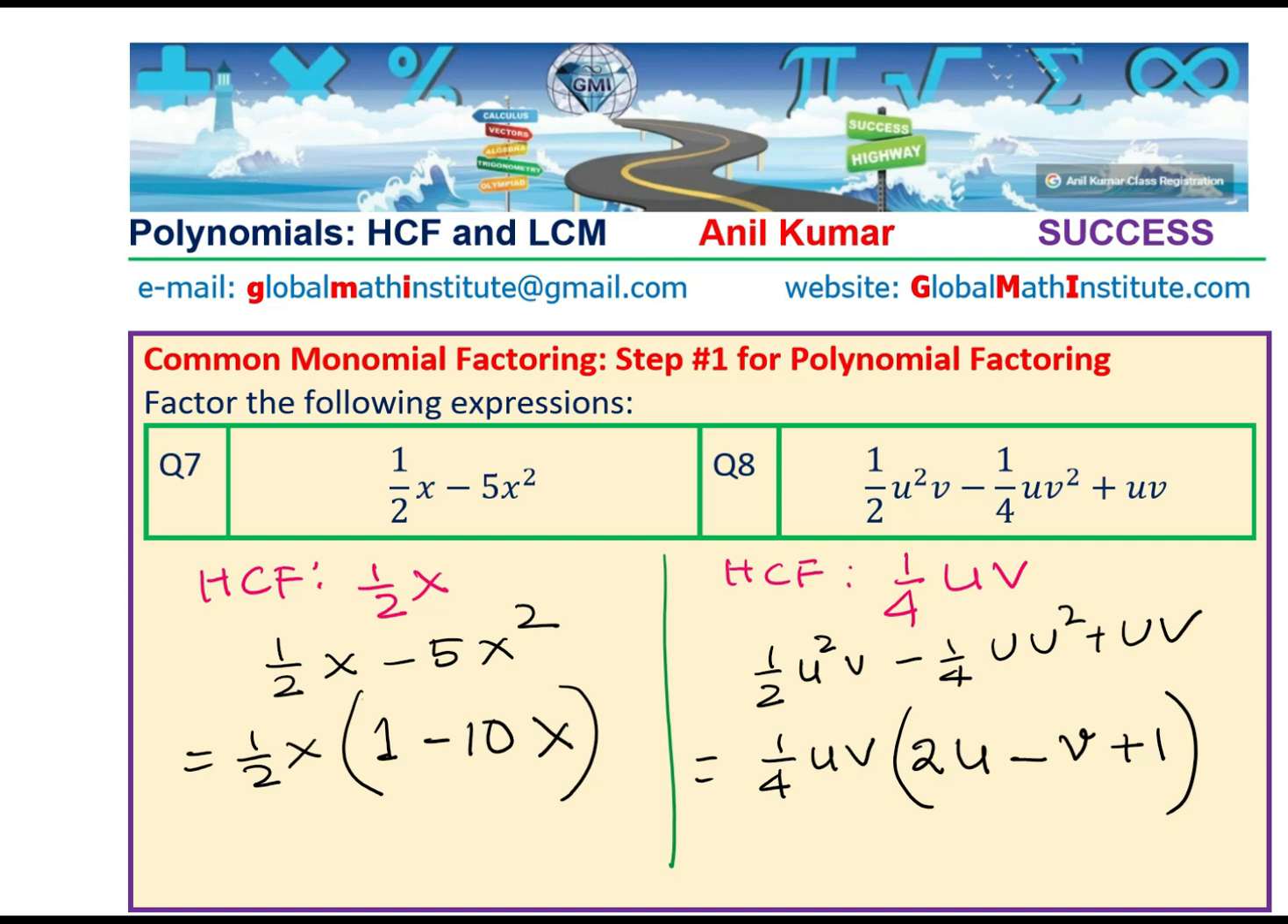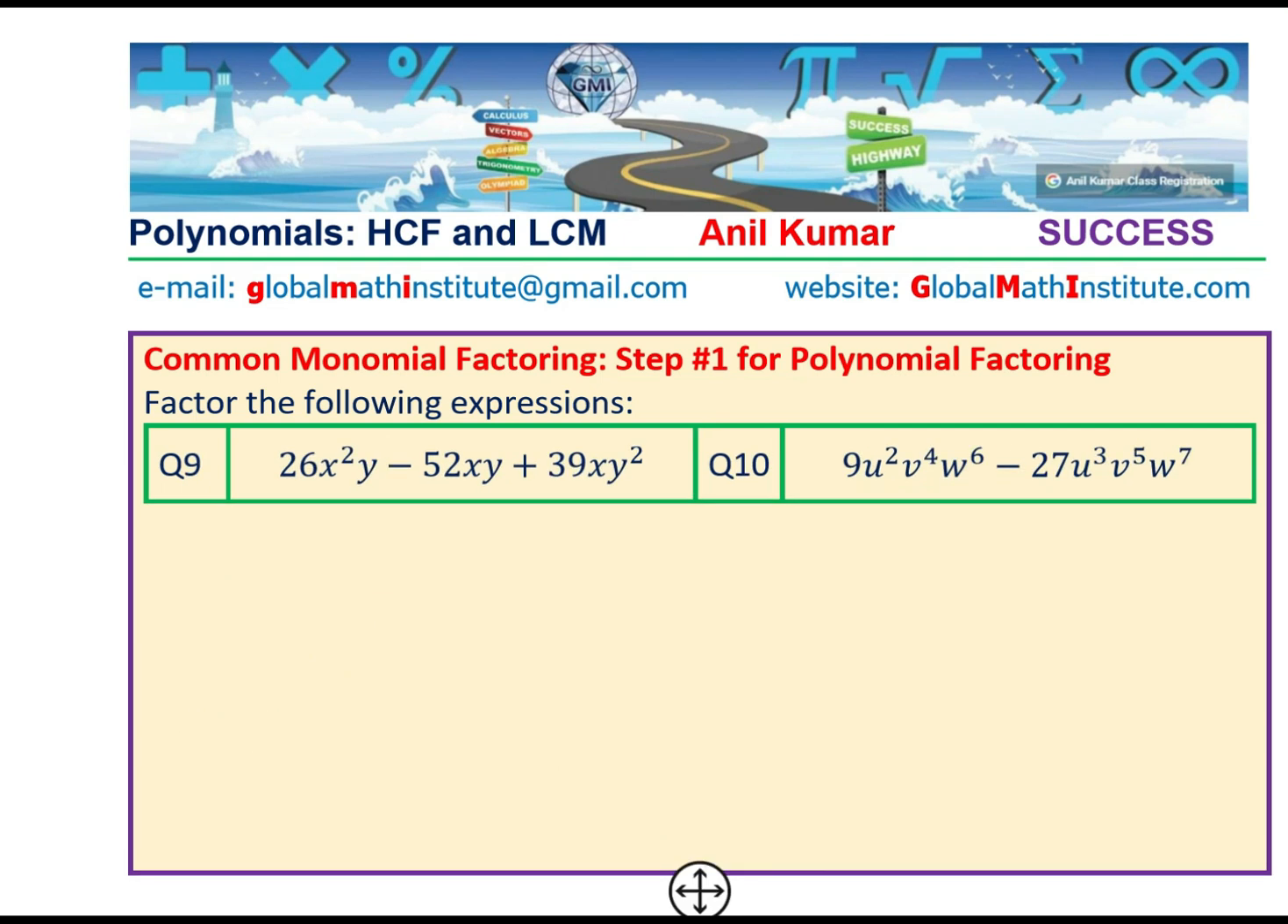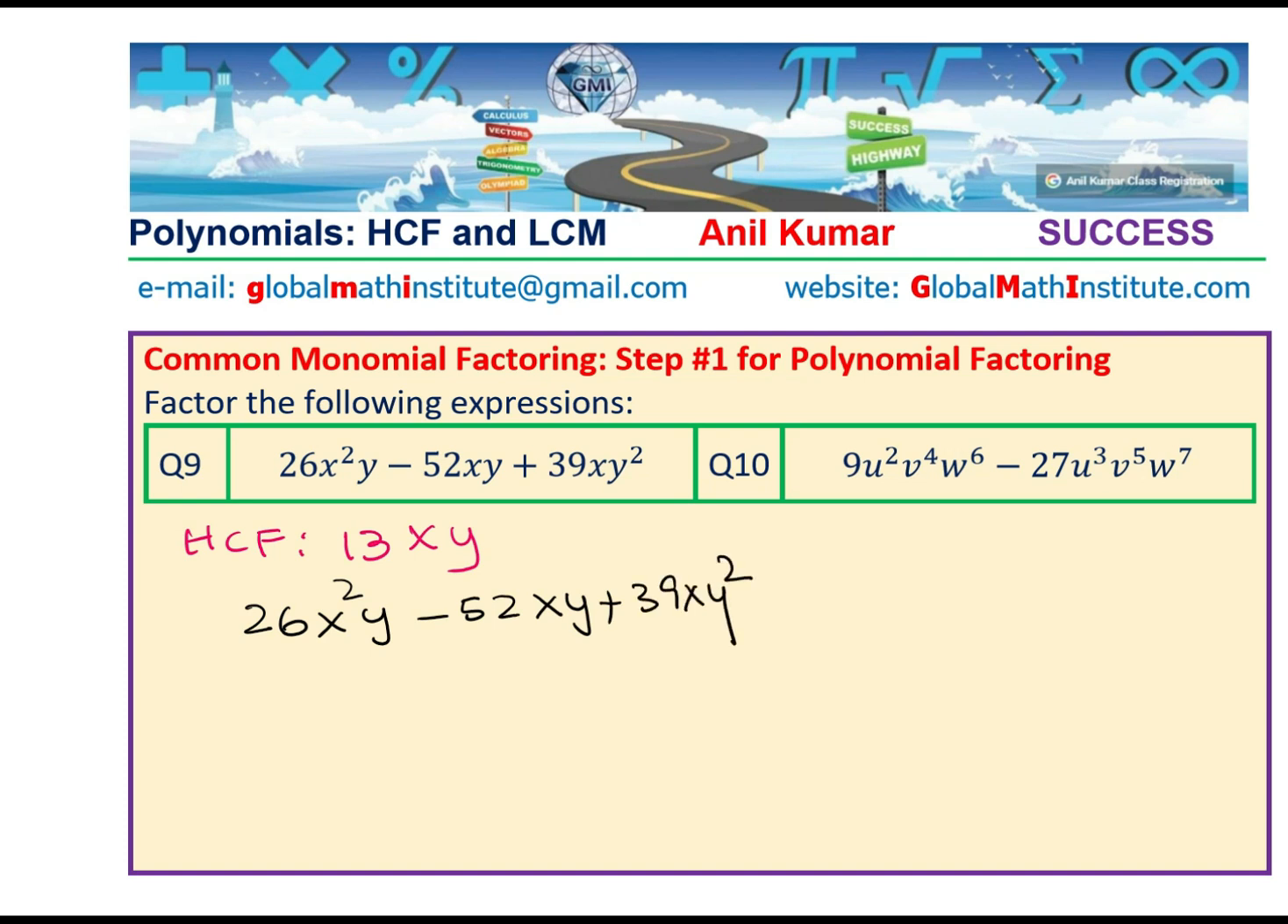Perfect? Great. So let's move on and take up the next question, which is slightly more difficult since I have taken bigger numbers. First, let us identify the highest common factor. Numbers 26, 52, 39. Well, in the numbers, 13 is a common number. X and Y is a common variable. So we could write 26 x square y minus 52 xy plus 39 xy square as equal to 13xy, the common factor.